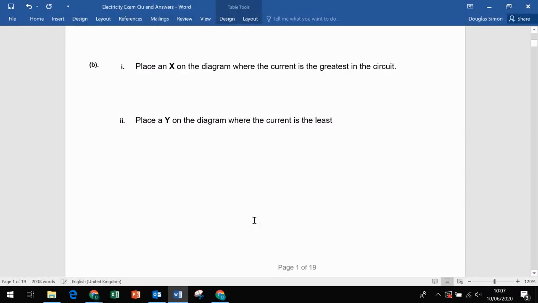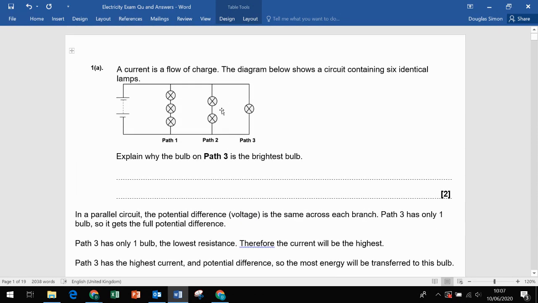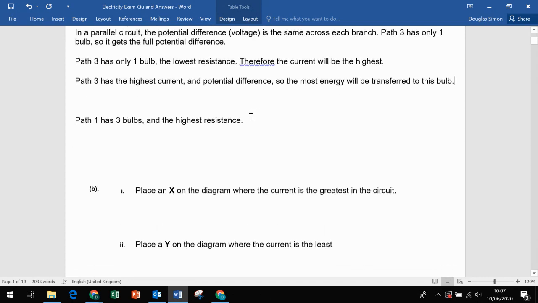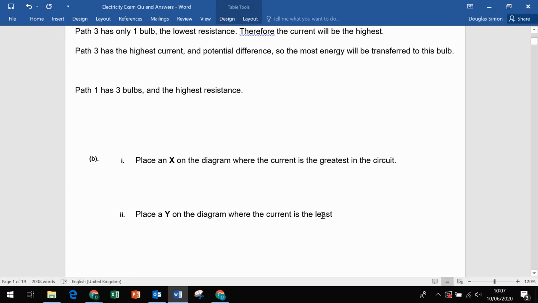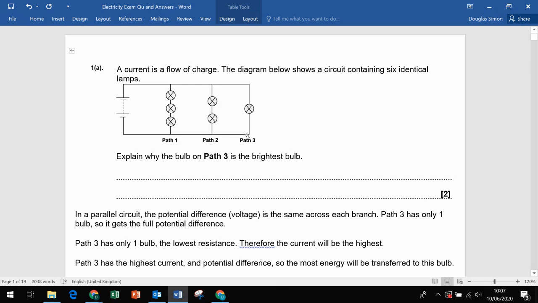All right, part B. Place an X on the diagram where the current is the greatest in the circuit. Well, we've already said if this has the lowest resistance, it must have the highest current. So we'll put an X here, anywhere on this branch where there's 1 bulb is fine. Place a Y on the diagram where the current is the least. Well, the current's going to be least where the resistance is the highest. The resistance is highest where there are 3 bulbs. So somewhere on path 1 between here and here.